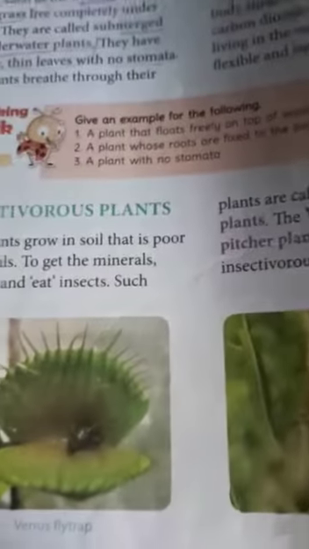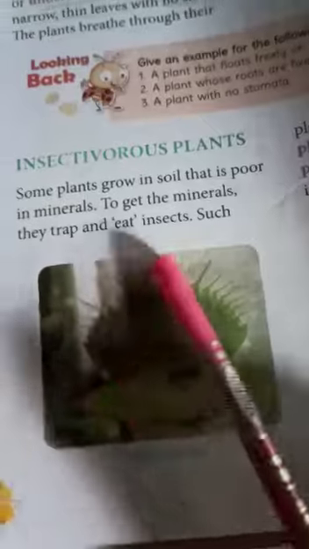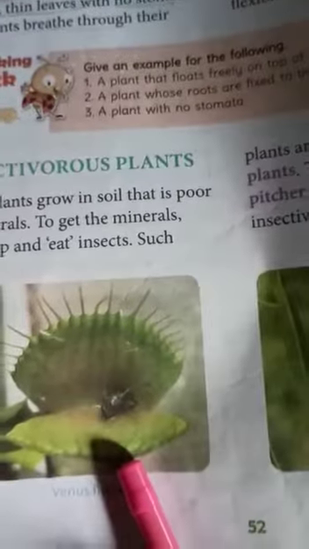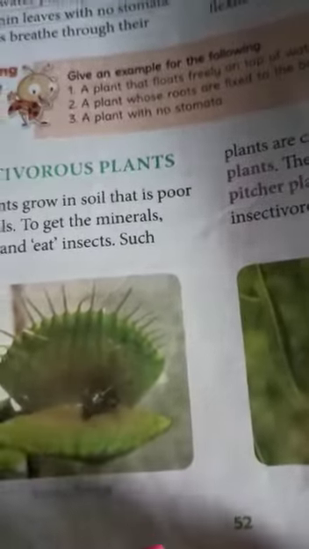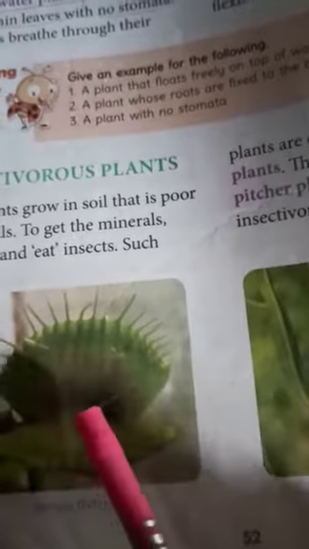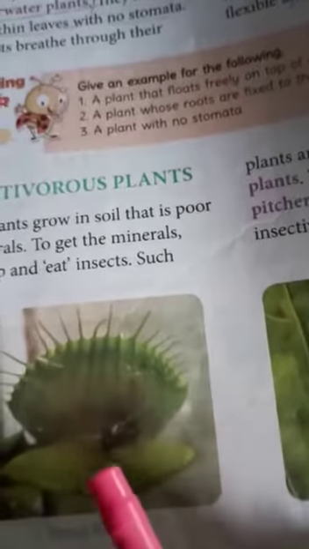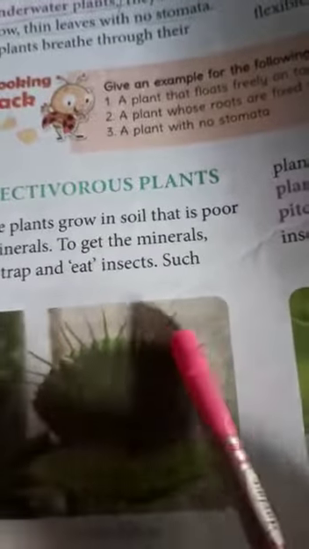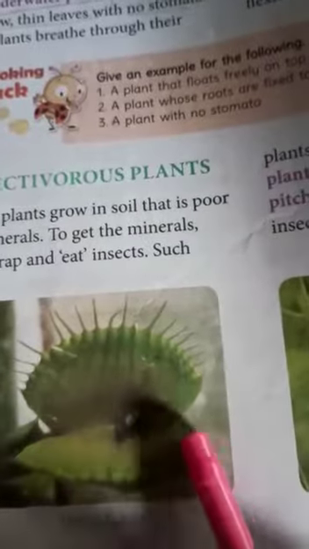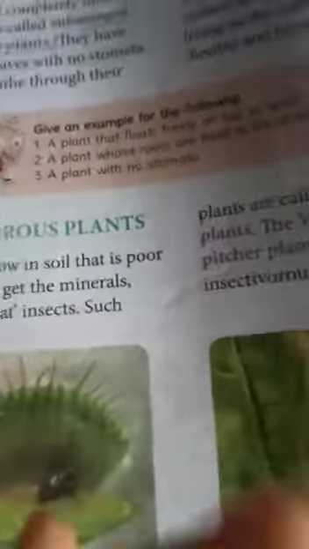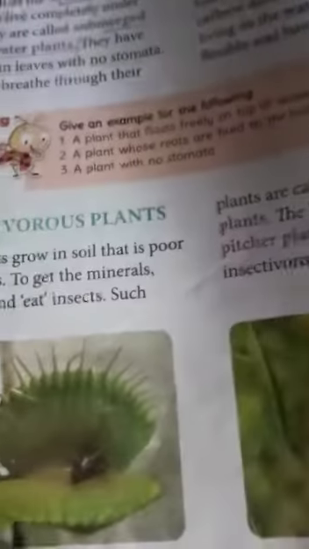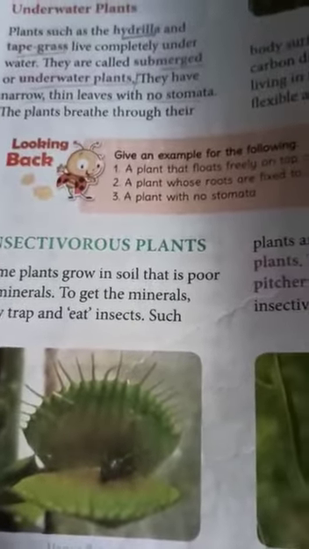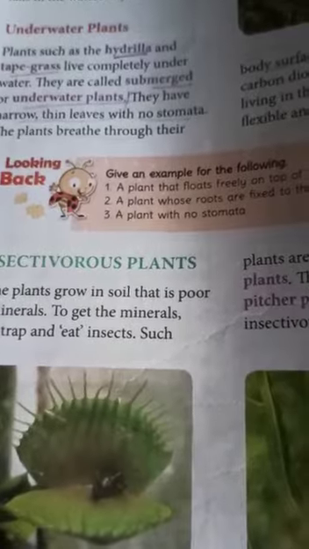Then we will come to the insectivorous plants. Insectivorous plants like Venus flytrap, as you can see in this picture, and pitcher plant. Now, Venus flytrap is an insectivorous plant. How did it become insectivorous? According to its structure, the leaves of the Venus flytrap are folded into halves, and each half is called a lobe. The Venus flytrap's leaves are hinged. Hinged means they can open and shut.